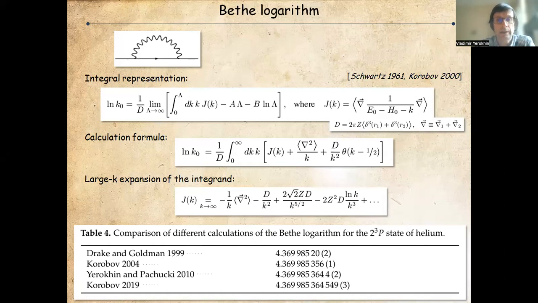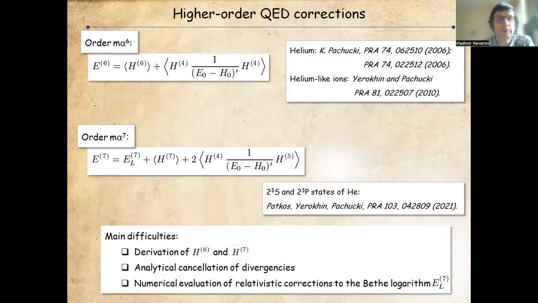And now we are leaving the part which is well established and cross-checked by different calculations to the part which is much less known. So in order m alpha 6, the corrections are of two types. There is an effective operator to this order, and there is also the second order iteration of the relativistic correction.